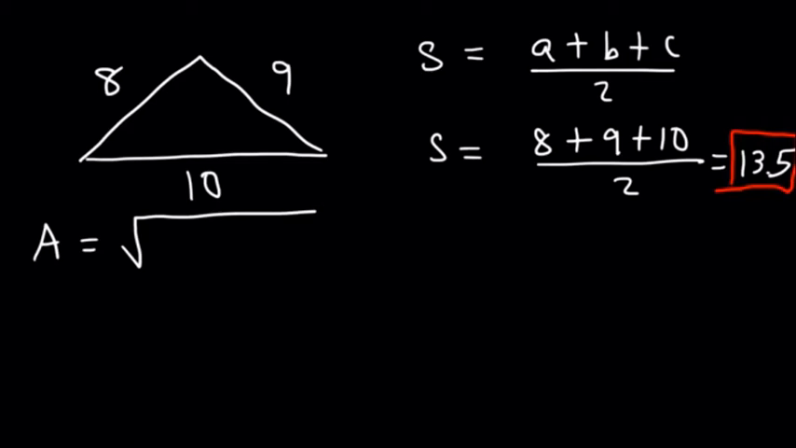So let's multiply 13.5 times 5.5 times 4.5 times 3.5. So you should get 1169.4375. And the square root of that number is about 34.2 rounded to the nearest tenth. So this is the area of the triangle.